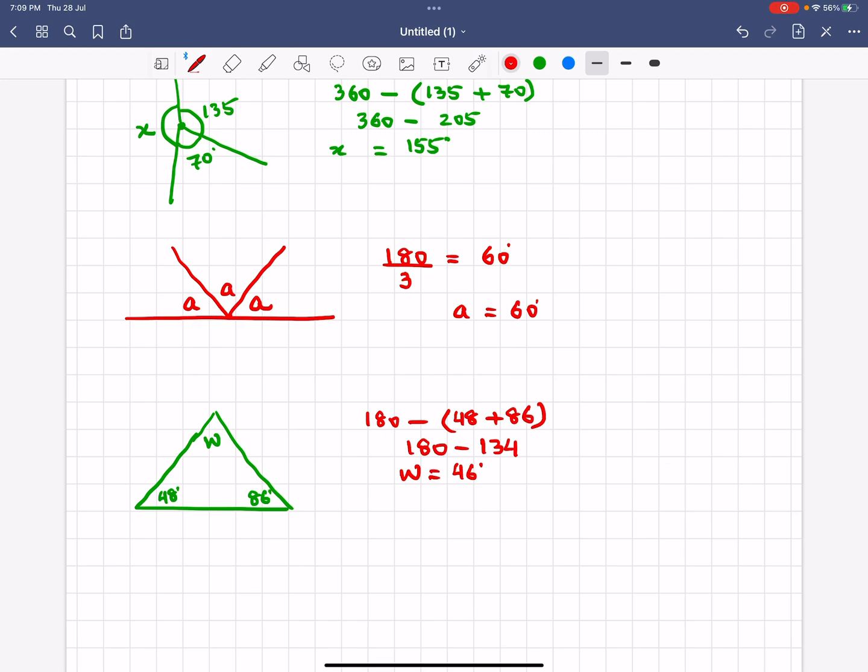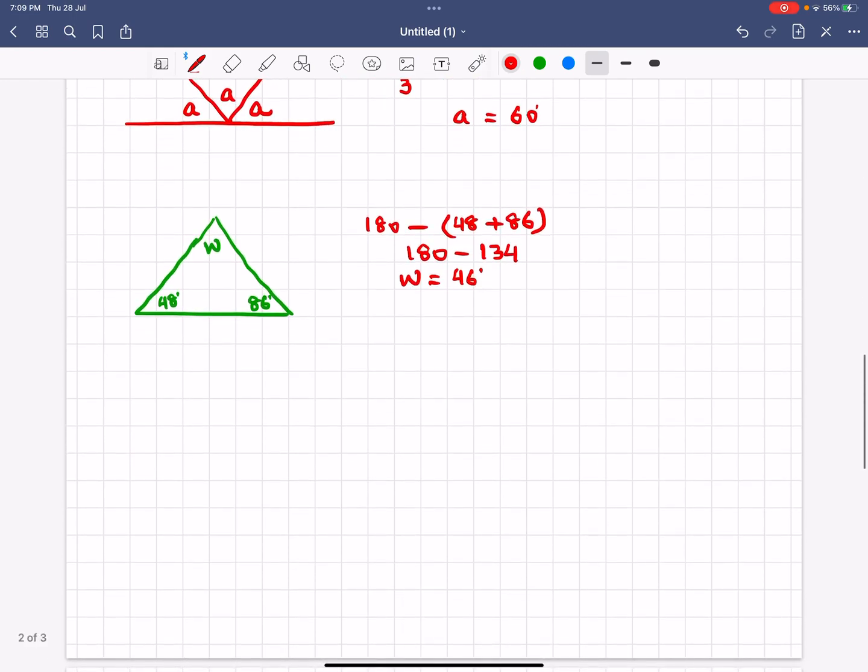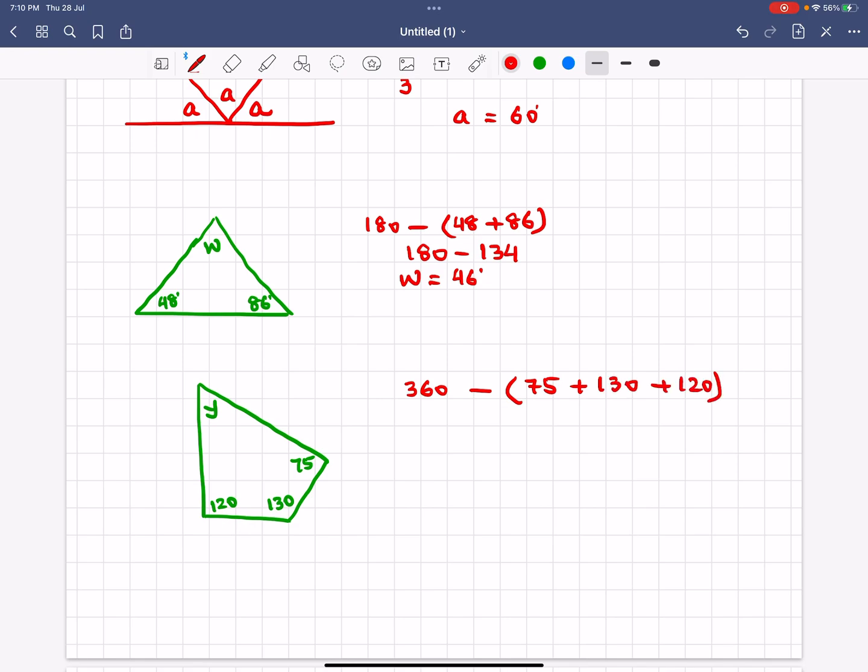Let's try one more question on interior angles of a quadrilateral. I would highly recommend you to try this on your own. We know that interior angles of a quadrilateral add up to 360 degrees. So the given angles are 75, 130, 120 and Y. From the total, which is 360 degrees, we can subtract the sum of the three angles, 75 plus 130 plus 120, and that leaves us with the answer 35 degrees.